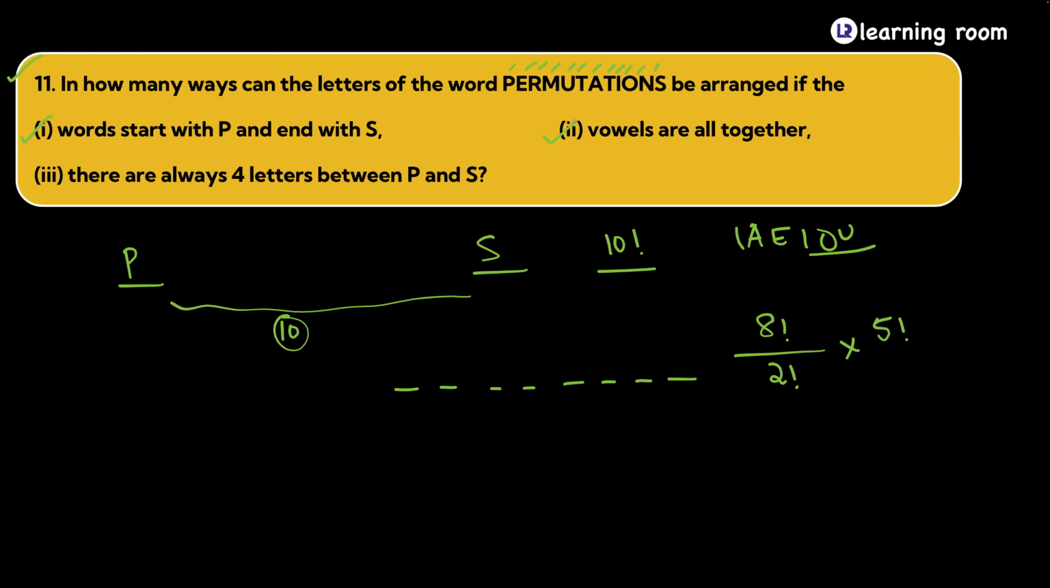So what about the third one? There are always 4 letters between P and S. This is the trickiest part. Observe. So how many blank spaces do you have? 1, 2, 3, 4, 5, 6, 7, 8, 9, 10, 11, 12. So if I start with P here, I need to ensure, listen to this carefully, that by the time the S comes, there should be 4 letters in between. So if P takes the first position, I need to leave these 4 blank spaces. S should come here. So S will take the 5th position.